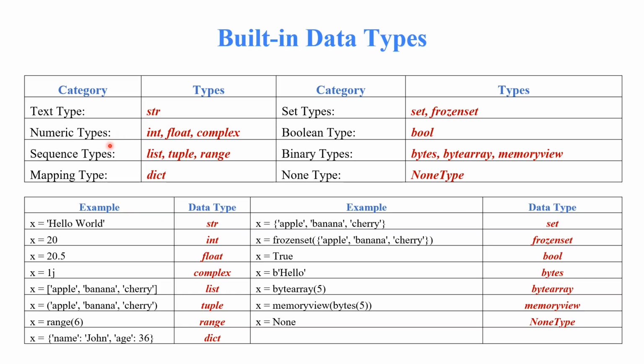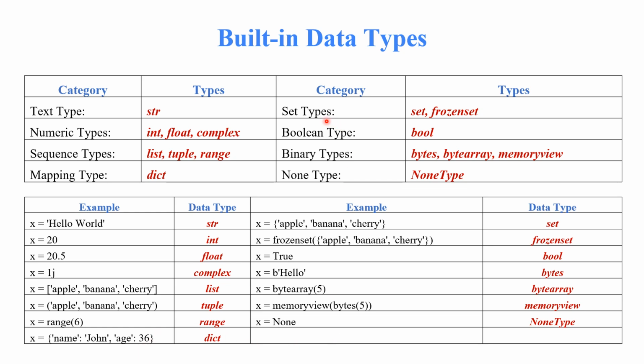Now let's talk about the mapping type, that is dict, the dictionary. Generally a dictionary is represented in curly braces with key-value pairs. Here name is the key and John is the value; age is the key and 36 is the value.